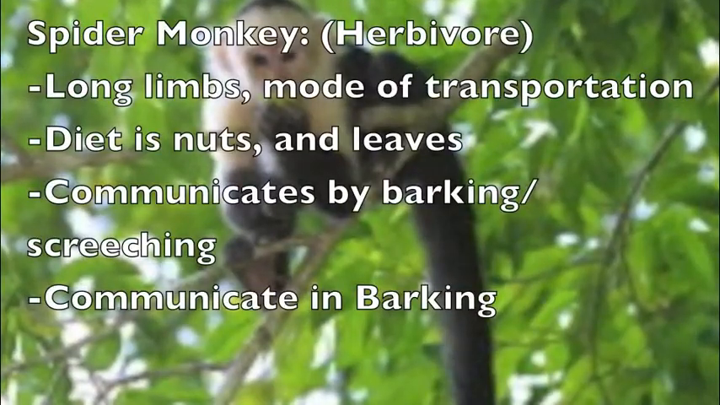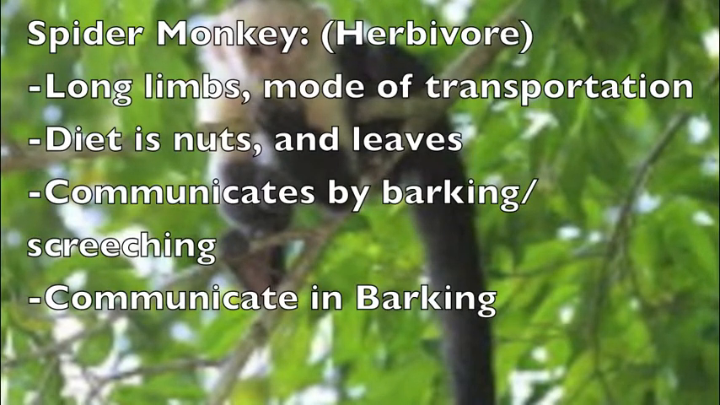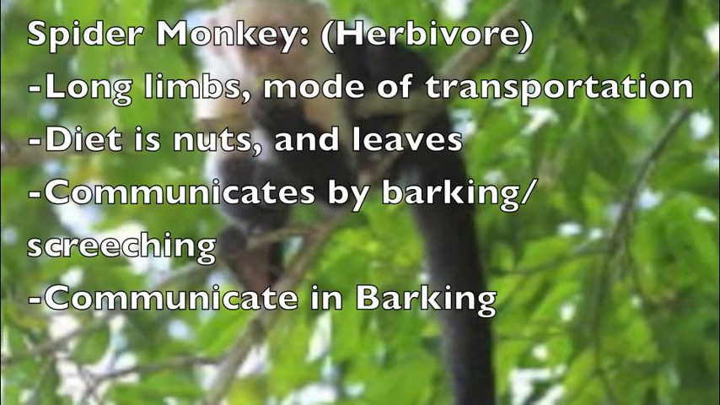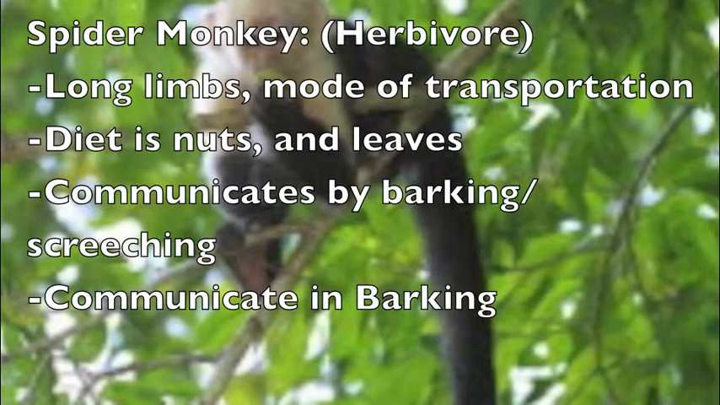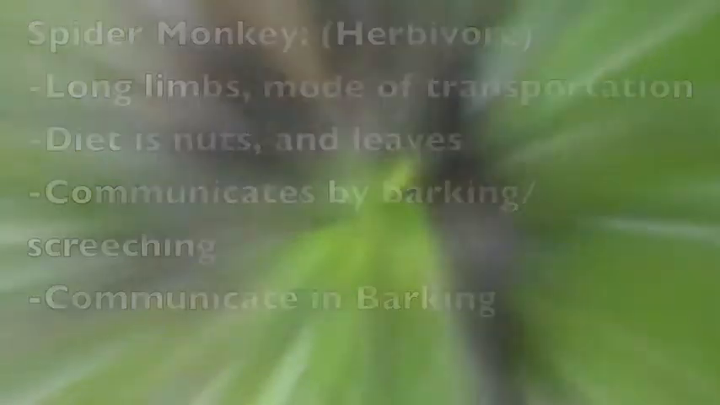The spider monkey has long, lanky limbs that allow them to go gracefully from branch to branch atop the canopies. They do not have thumbs and rely on their limbs to get around. Their main diet is fruits, nuts, and leaves. They communicate in barking and screeching tones.